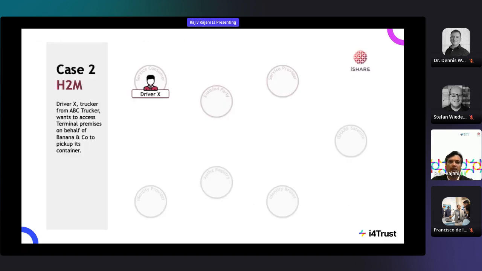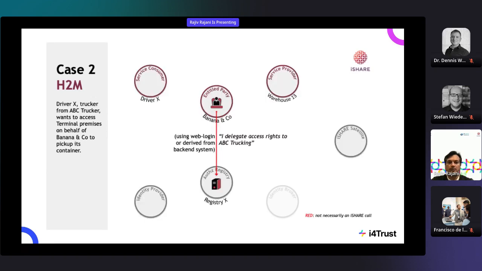As I explained, driver X is a human consumer, and this is a trucker from ABC trucking company, which is a transporter, right? So the pre-steps that happen before the actual transaction is Banana and Company delegates the rights to ABC trucking company. This is the same step. This is a delegation between two organizations. So Banana and Company is giving rights to ABC Trucking Company that it can manage the container pickups from Warehouse 13 on its behalf.